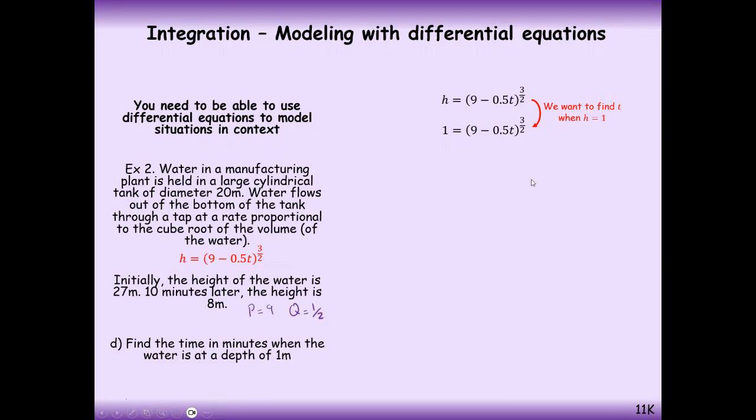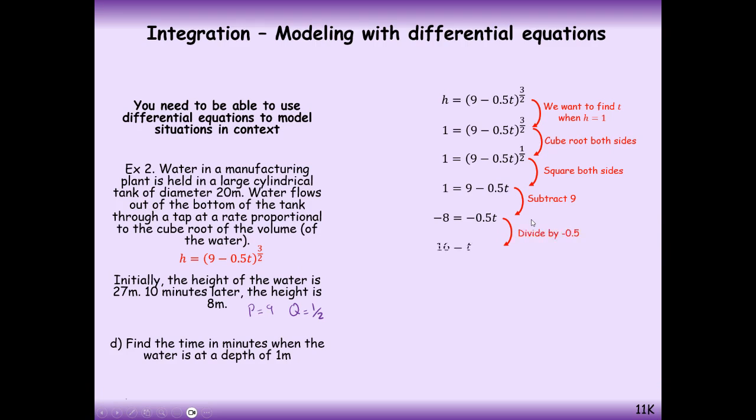So 9 minus half t equals 1, and switching 1 and negative half t with each other, 8 equals half t. Dividing 8 by half means multiplying by 2, therefore t will be 16. 16 minutes is the final answer.